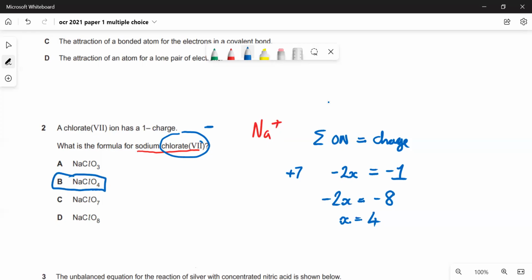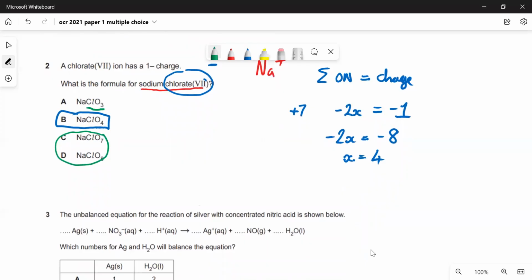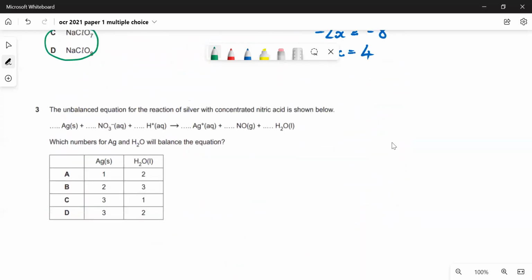You should probably know anyway that ClO3-, that's the chlorate 5 ion. These two compounds don't exist. There's way too many oxygens in them. So the answer is B to that one. 2 is B.